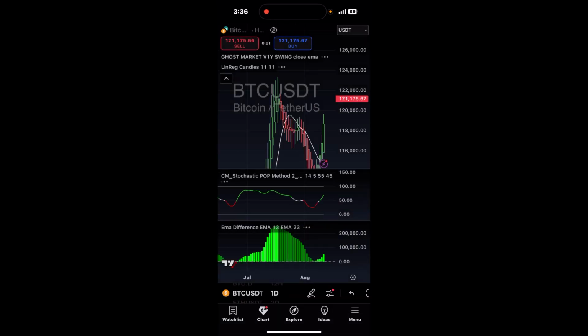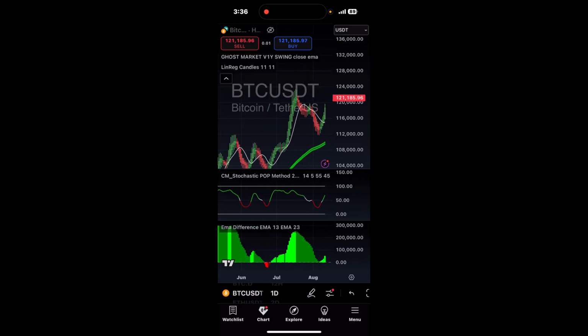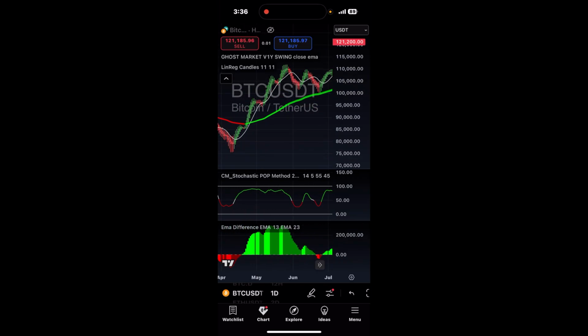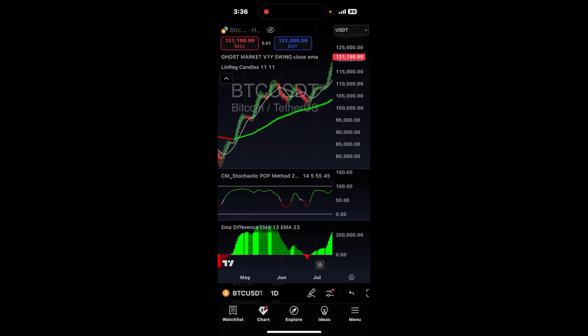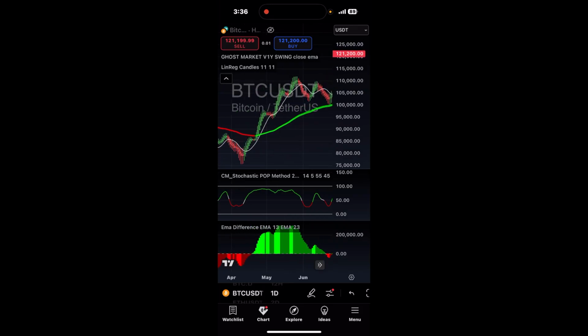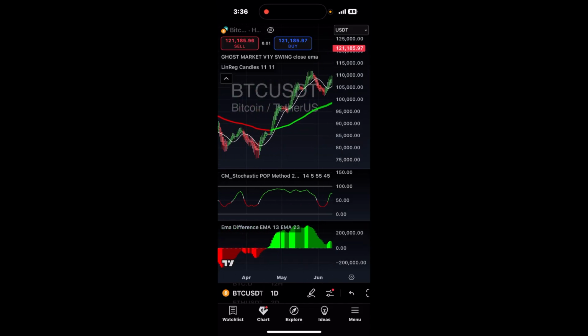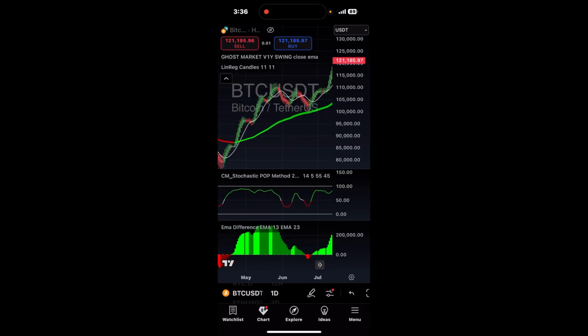We're going to look at Bitcoin here for a second. First thing you want to identify is your linear regression candles. You basically want to enter your trade when the line is crossing the 90.95. If you miss that cross, you want to find the last time it crossed, because that will tell you basically the overall direction.